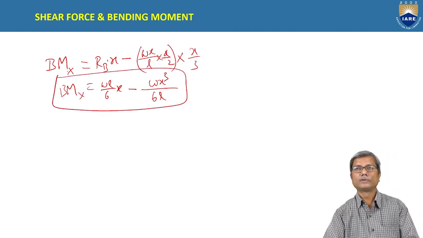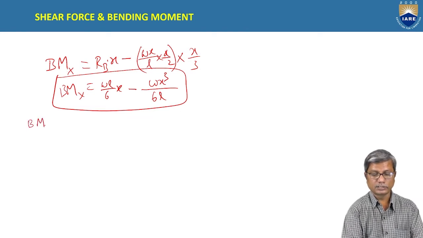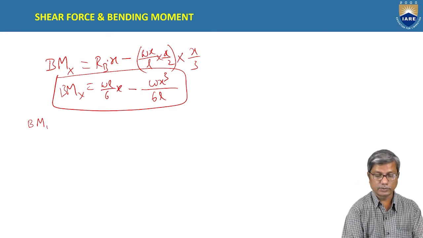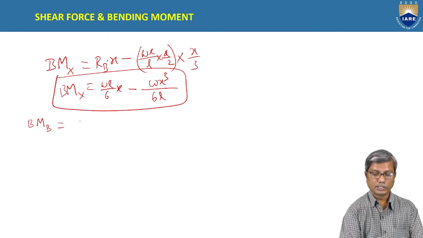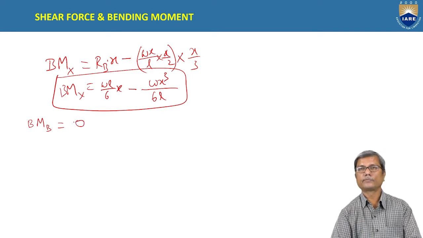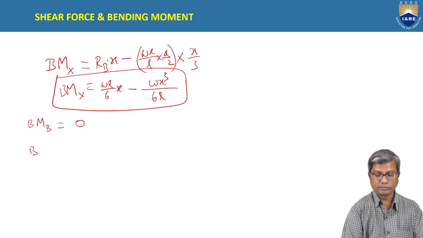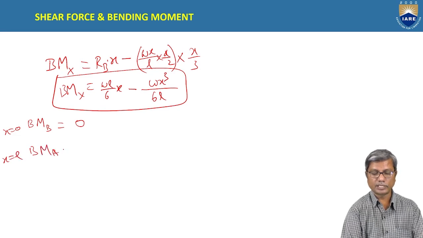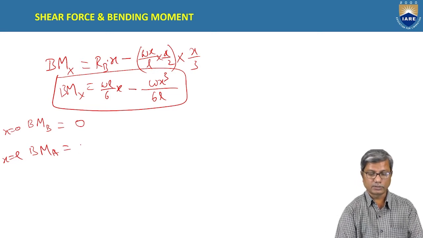Okay, now by substituting different values for x, you will get bending moment at different points. Putting x equal to 0, you will get bending moment at B, which is 0. At x equal to L, you will get bending moment at A. The section will be at A when x equal to L.